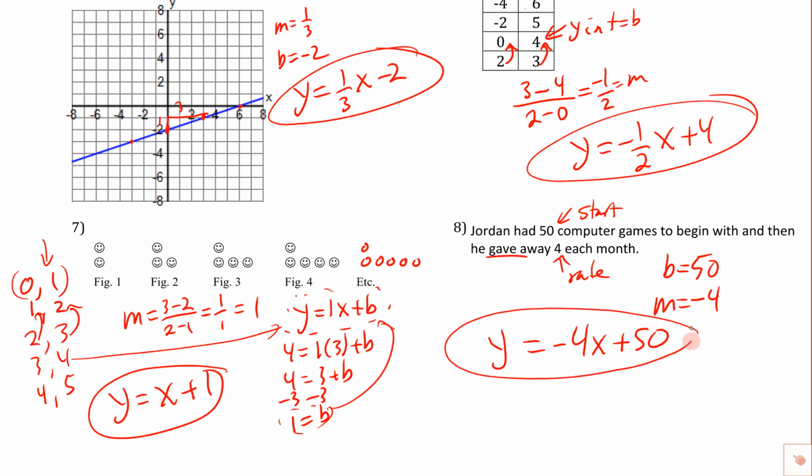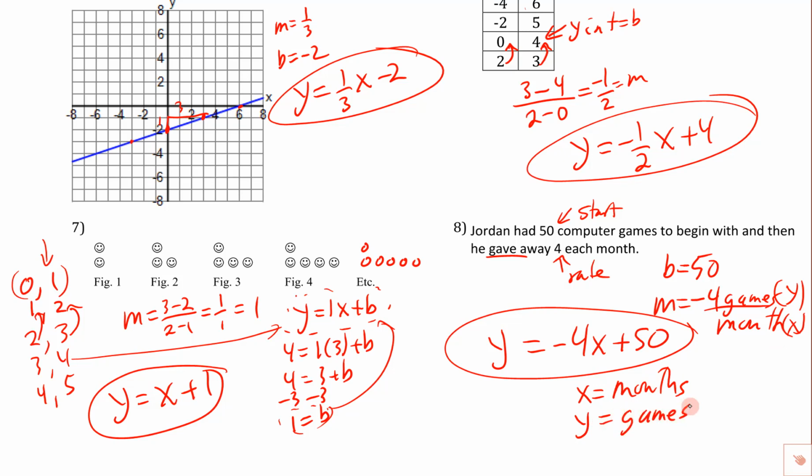Now, it might be a good idea, since we're writing down an equation for a story problem, that we say what these things equal. So x in this case, let's think about this. This was 4 games per month. Okay, so the x is, remember, these are y's on the top and x's on the bottom. So this is going to be months, and y is going to be games.